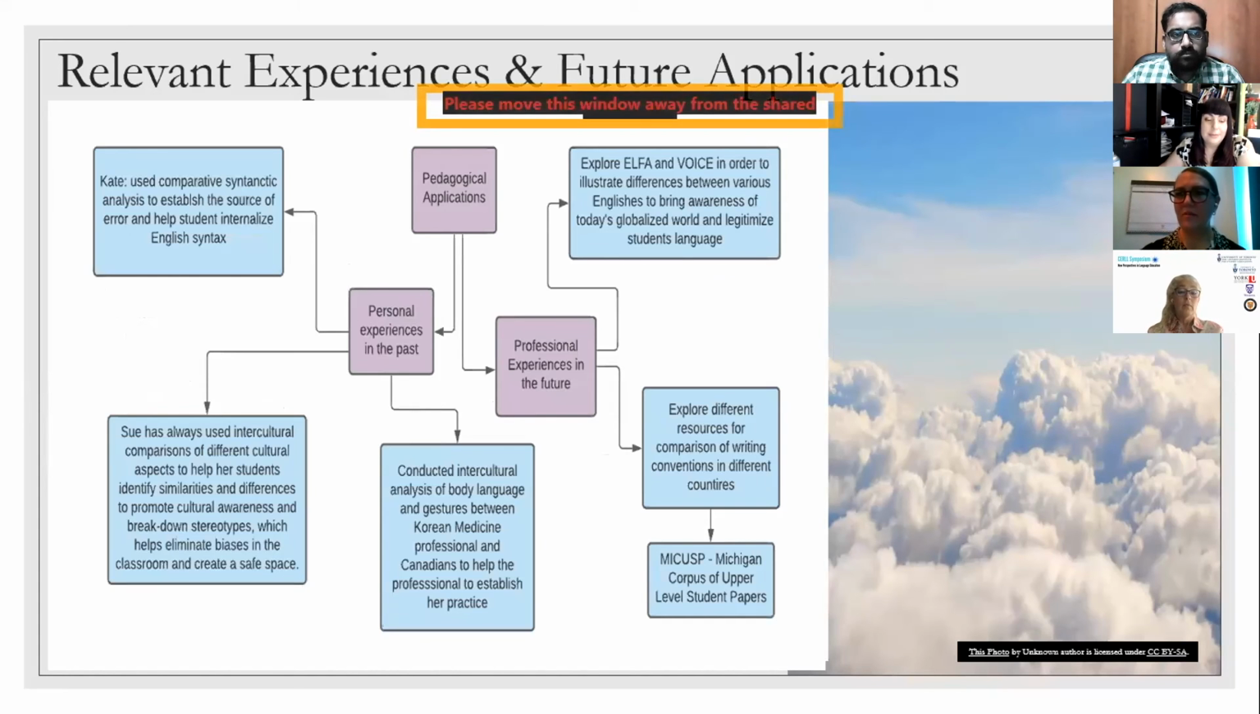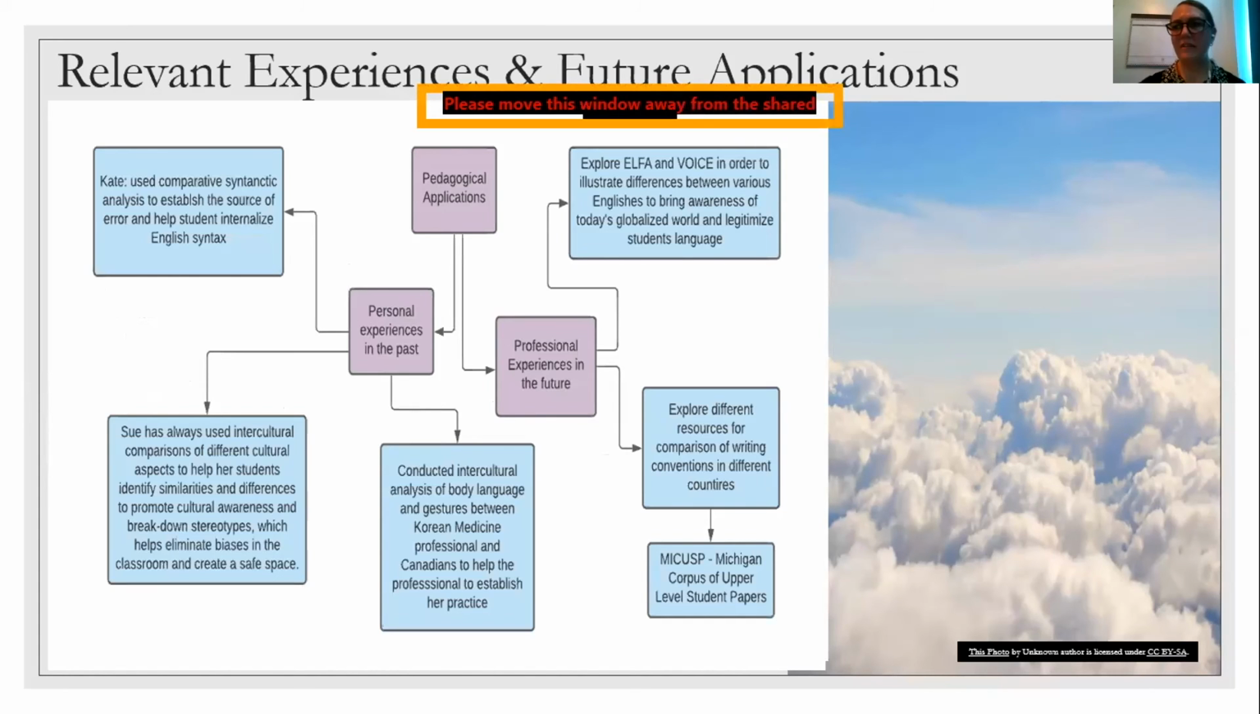Okay, so this slide highlights some of our past experiences and future applications of intercultural rhetoric. In the past, Kate has used comparative syntactic analysis in the classroom to establish the source of errors in order to help students internalize English syntax. She has also conducted intercultural analysis of the use of body language and gestures of Korean versus Canadian to help a Korean doctor establish her practice here in Canada.